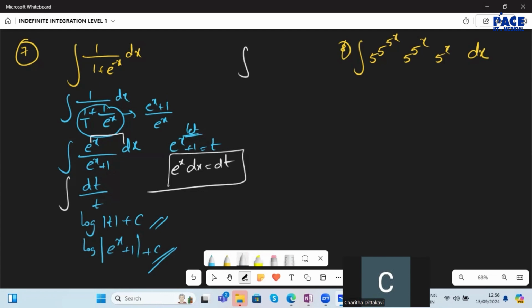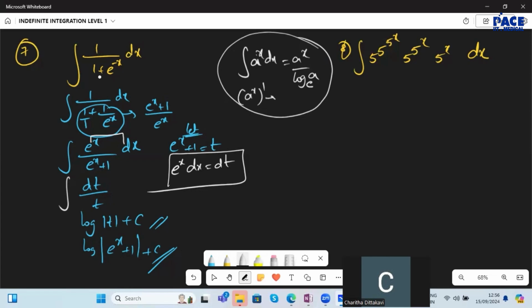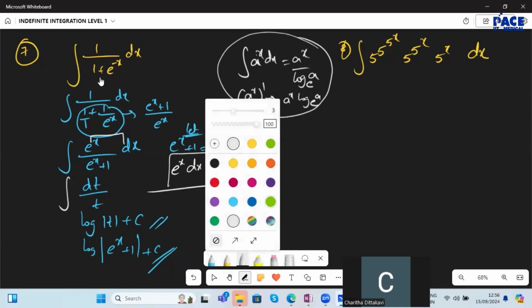Now tell me, what is the integral of a to the power x dx? The integration of a power x dx will always be a power x by log a base e. Remember this, isn't it? And the differentiation of a power x, what is it? A power x log a base e is the differentiation of a power x. So based on these two facts, we are going to solve this problem.